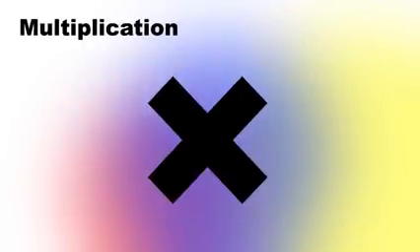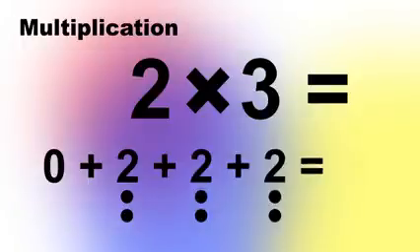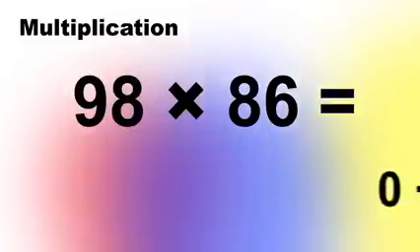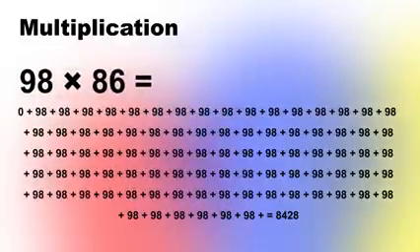Now let's build our next mathematical operator, multiplication, from what we already have. We can define 2 times 3 as 0 plus 2 plus 2 plus 2. Any multiplication with whole numbers can be found this way. 98 times 86 is 0 plus 98 plus 98 plus 98 until there are 86 98s.